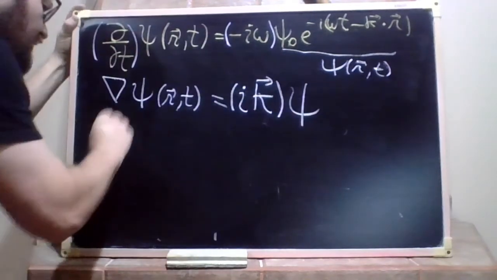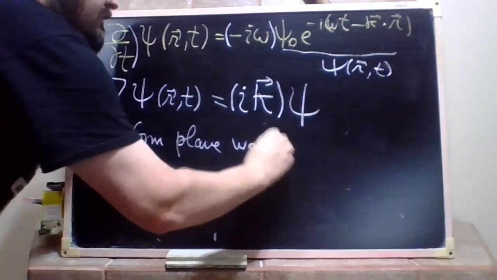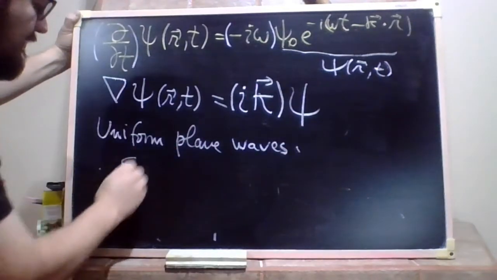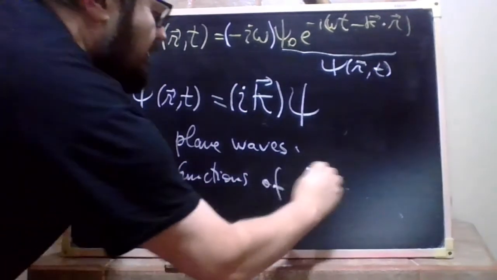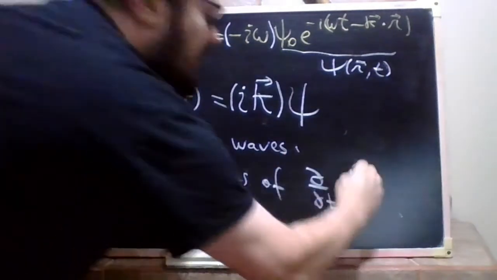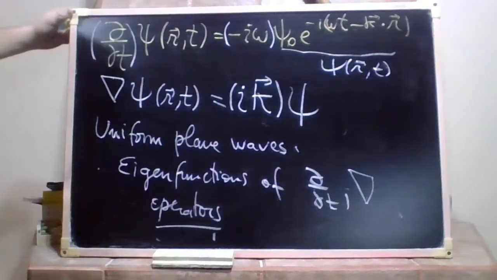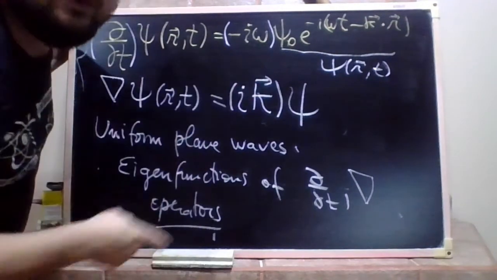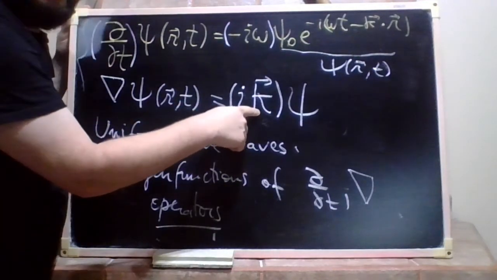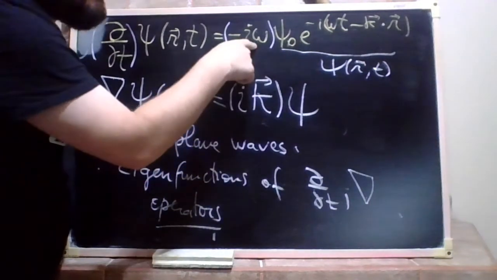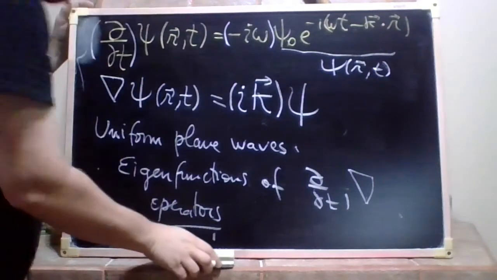So plane waves, uniform plane waves, are eigenstates, eigenfunctions of the time derivative d/dt and the nabla operators. All right, this is very important. You can demonstrate these equations easily. So you must remember here that the vector k and the angular frequency omega can be represented using the Planck and de Broglie relations.